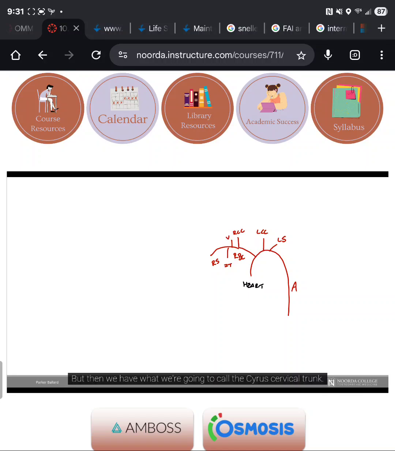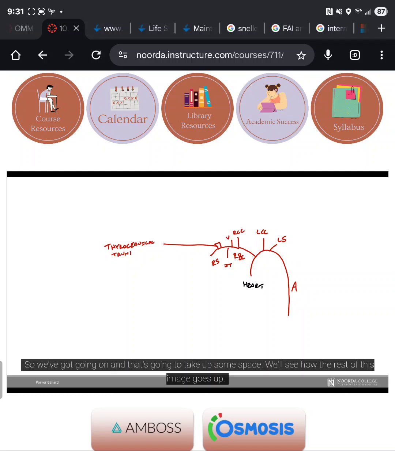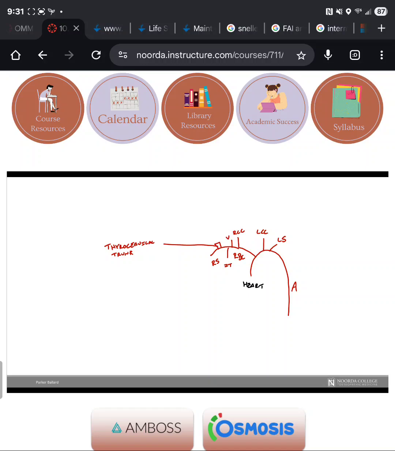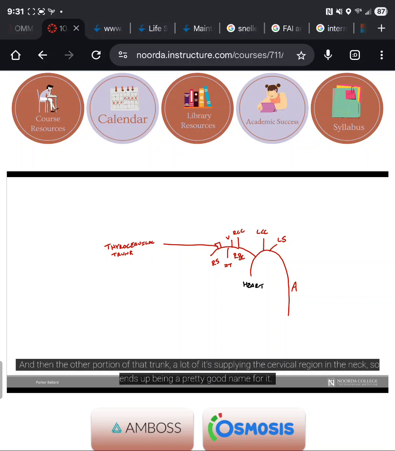But then we have what we're going to call the thyrocervical trunk. So maybe I'll write this out because it's kind of a longer name. Thyrocervical trunk. That's going to take up some space. We'll see how the rest of this image goes. But the reason it gets its name is there's a branch off of that trunk that goes to the thyroid gland. And then the other portion of that trunk, a lot of it's supplying the cervical region in the neck. So it ends up being a pretty good name for it.